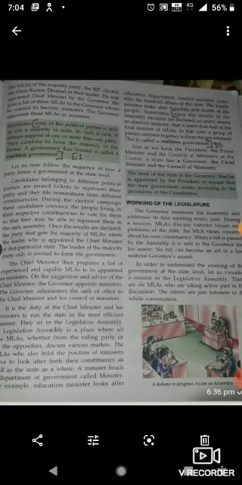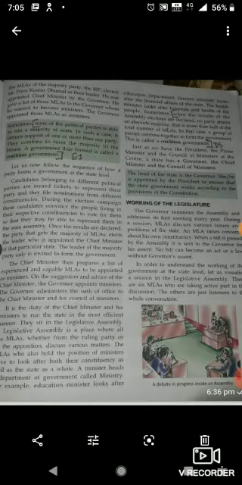The MLAs of the majority party, the BJP, elected Mr. Prem Kumar Dhumal as their leader. He was appointed Chief Minister by the Governor. He gave a list of those MLAs whom he wanted to become Ministers to the Governor. The Governor appointed those MLAs as Ministers.